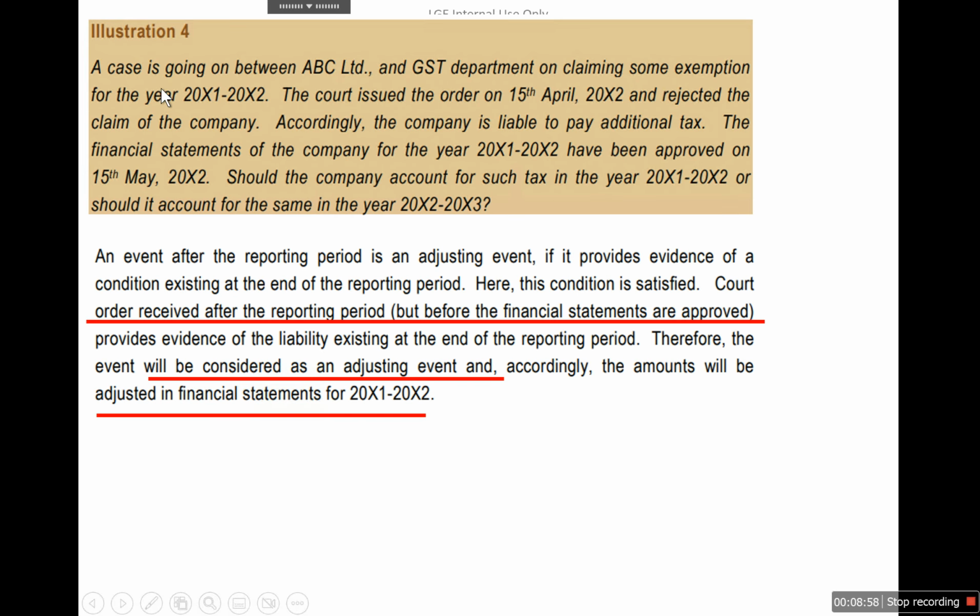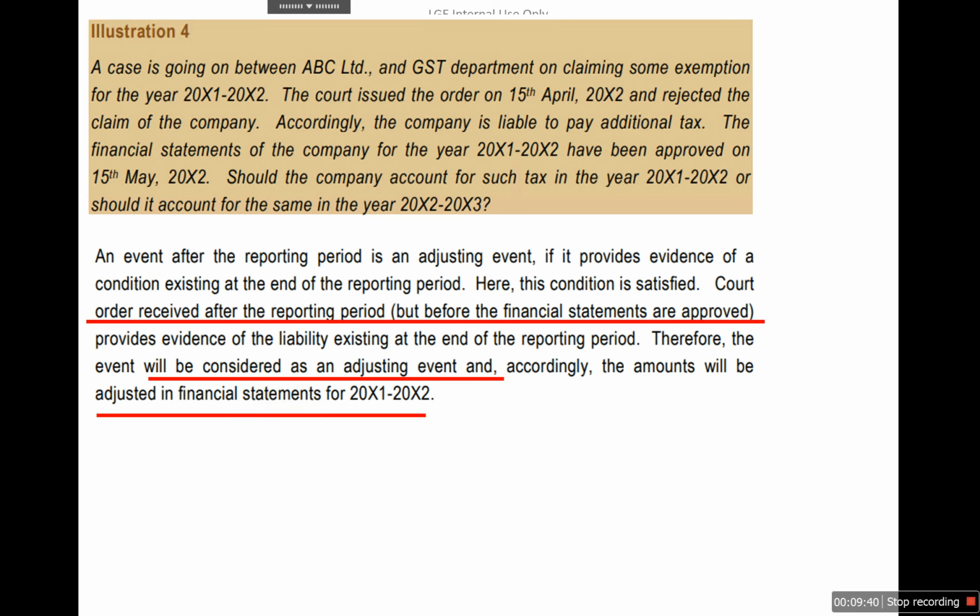Next is a case going on between ABC Limited and the GST department on claiming some exemptions for the period X1 to X2. The court issued an order on 15th April and rejected the claim of the company. Accordingly, the company is liable to pay the additional tax. The financial statement of the company for X1 X2 was approved on 15th May. Should the company adjust such tax in X1 X2 or X2 X3? So the case was going on and the court order was received on 15th April.